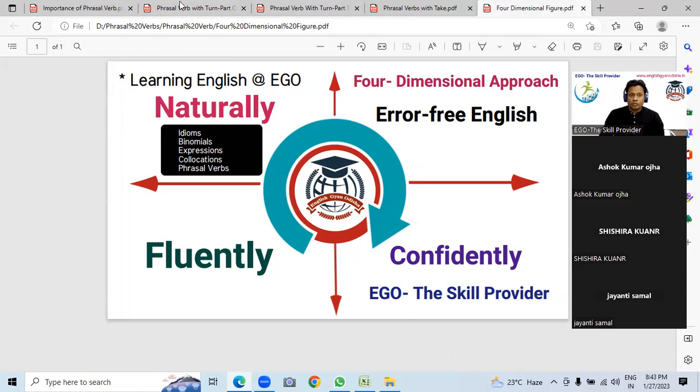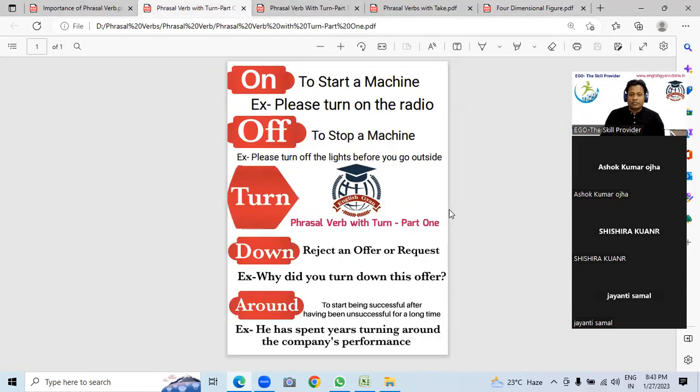Okay, so the first thing I want to tell you, my friends, is turn on. Turn on means to start a machine. You are trying to say, please start the machine. Don't say start the machine. Please turn on the radio. What is a machine? You can say radio, TV, or any kind of machine. You have a lot of machines, refrigerator, a lot of things you are using at home also. That we call home appliances, right?